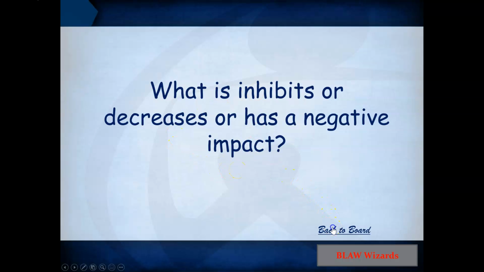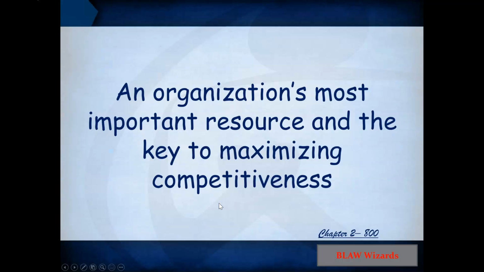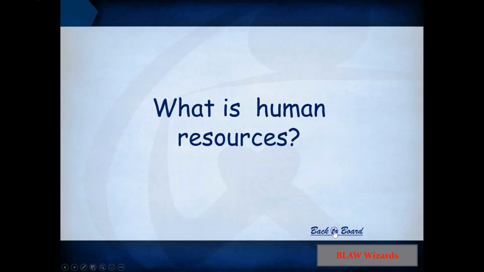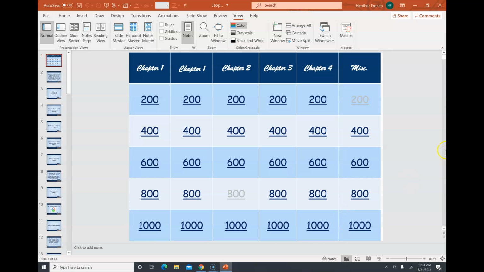Then you're going to click back to board, and it's going to bring you back to the main board where you can click once again on another question. So I'm going to choose a question from chapter 2 for 800. And it says an organization's most important resource and the key to maximizing competitiveness. What could that be? You have your answer? Then click down here and it'll bring up what is human resources and then back to the board. So these are the couple of ways that you can play this game and review chapters 1 through 4. I hope you all have fun playing it.